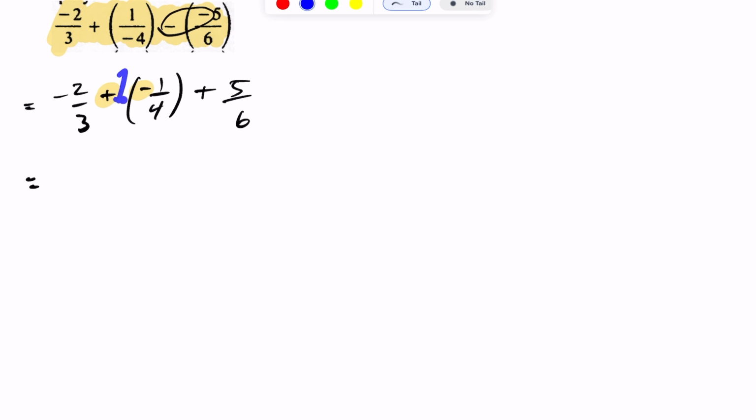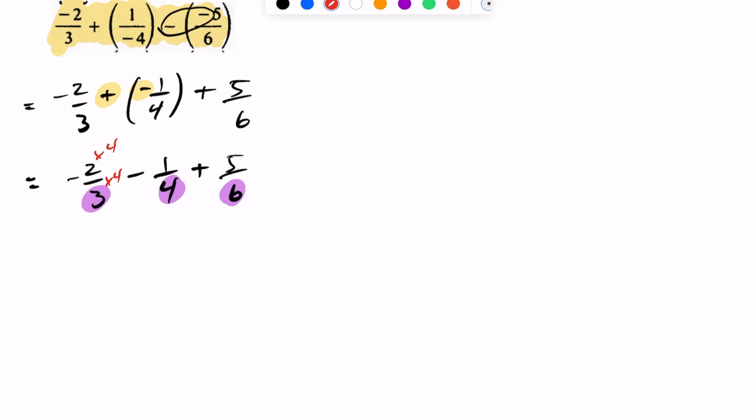There's sort of a 1 there as well, and so positive 1 times -1/4 is just -1/4. So I can rewrite this and drop the brackets and write this in a much more friendly way. By doing so, I can quickly see I have an uncommon denominator, so I have to make them common. That common number that'll do it for us will be 12. So I'm going to multiply top and bottom of this by 4, top and bottom of this by 3, and I'll double this one. By doing so, I've created equivalent fractions, and this will be -8/12 minus 3/12 plus 10/12.